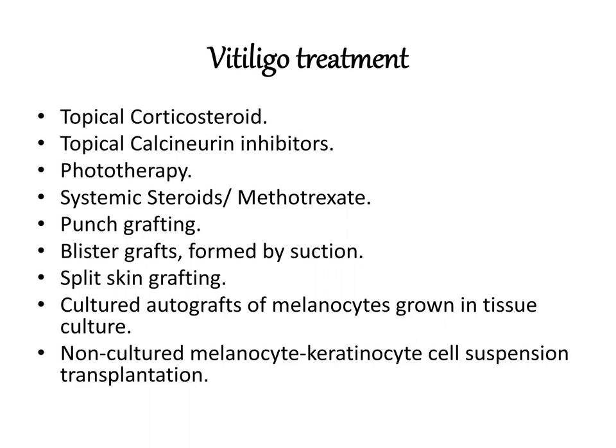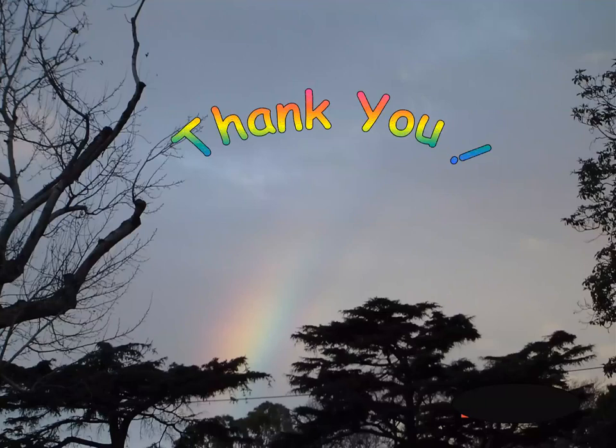Similarly, skin grafting can be done. Then cultured melanocytes can be used. Sometimes they are non-cultured melanocytes. We just take certain melanocytes and keratinocytes from the normal area, separate them, and apply them back to the vitiligo patch. So those are surgical measures we can perform for vitiligo. So that comes to the end of my presentation.